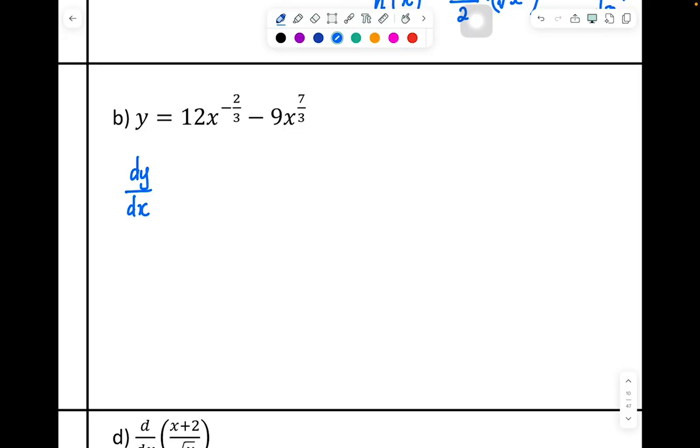We can differentiate this one directly or immediately. Negative 2/3 times 12, that's negative 24/3, that's negative 8. Subtract the power by 1, which brings us to negative 5/3. Take the power, multiply it at the front. 9 times 7/3, the 3 and the 9 cancel out. We end up with negative 21.